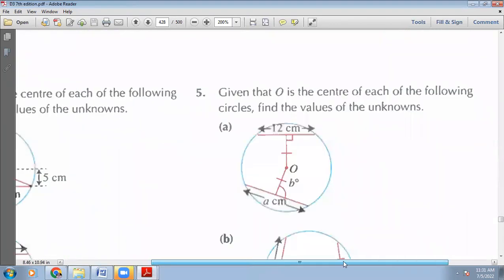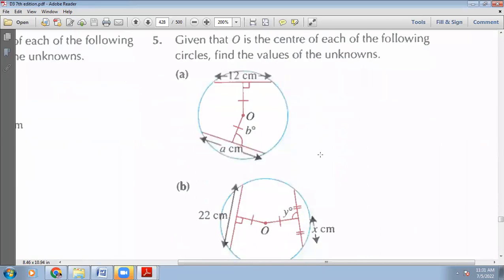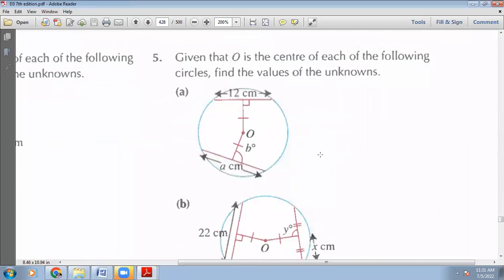Question number 5 is coming up on your screen. It says, given that O is the center of each of the following circles, find the values of the unknown. You see, this is the perpendicular bisector coming from the center onto this chord. So this is the distance of the chord from the center, and this is the distance of the chord from the center. And here this mark means that these two distances are equal.